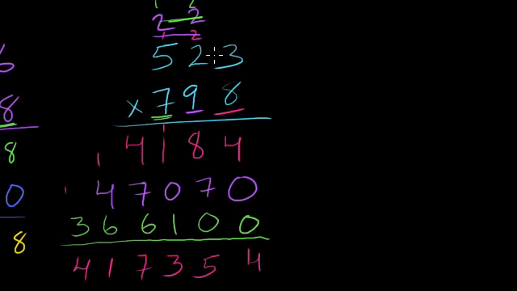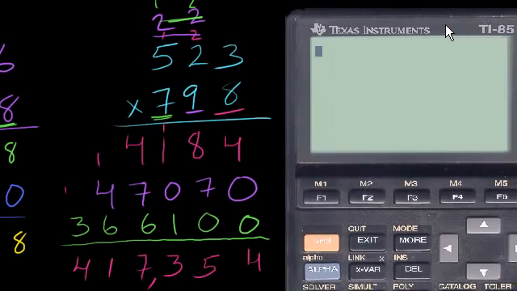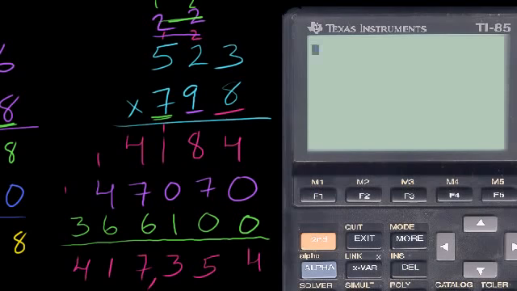So 523 times 798 is 417,354. And we can even check to make sure. This is the moment of truth. Let's see, 523 times 798. There you go. I don't have to re-record this video. It's 417,354, but we did it without the calculator, which is the important point.